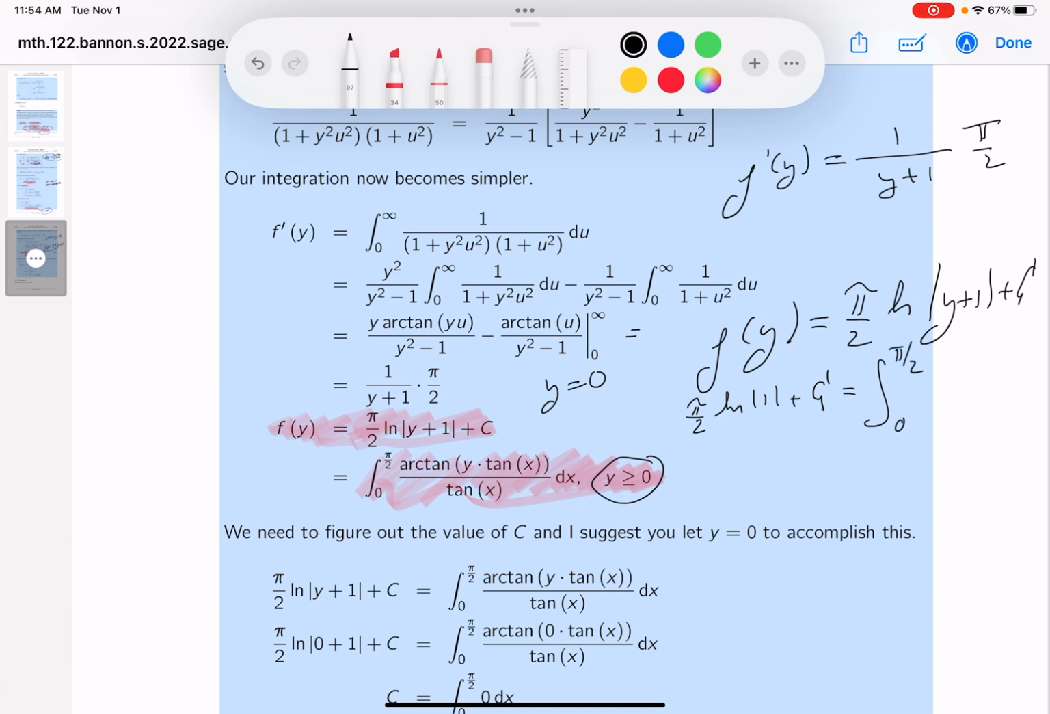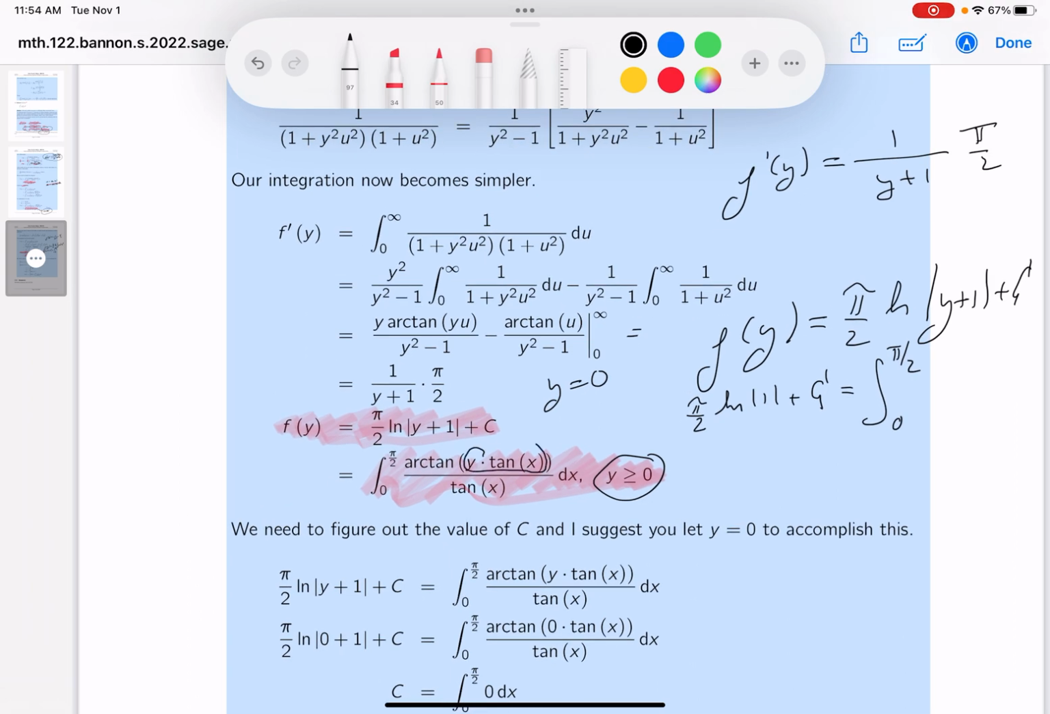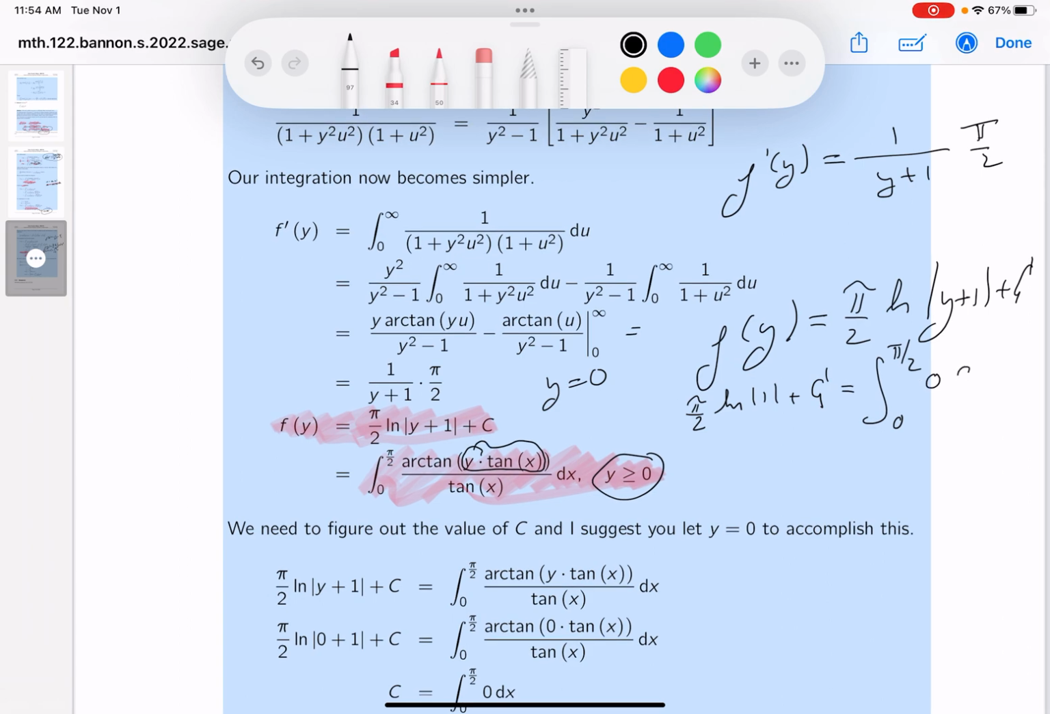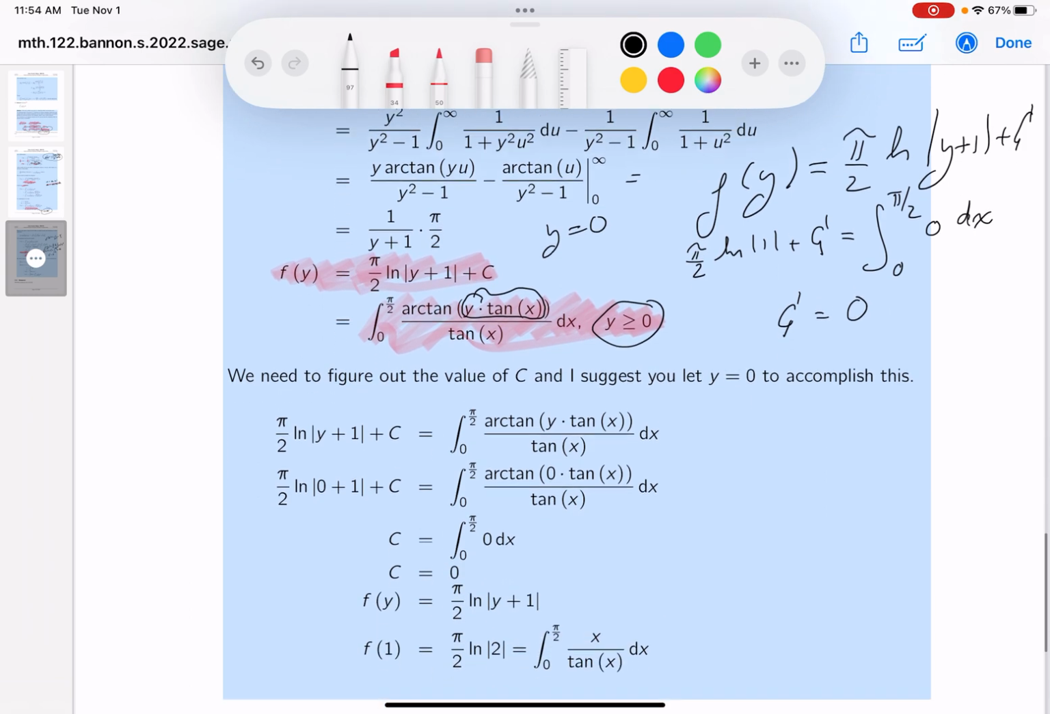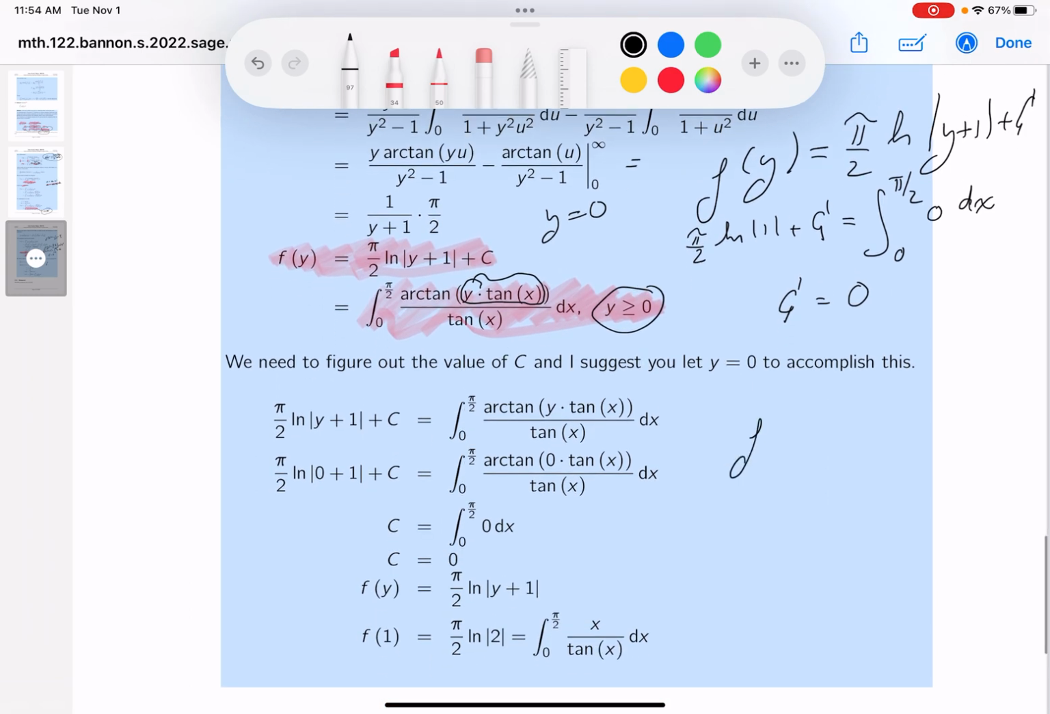And again, I'm saying y is 0. Well, if y is 0, the argument here becomes 0. And what's the arctangent of 0? It's 0. So now I know that c, by the way, the natural log of 1 is 0. That integration is 0. So c is 0. So I got it. And what do I mean by that? I know what f of y is. What's f of y? f of y is pi over 2 times the natural log, absolute value, y plus 1.